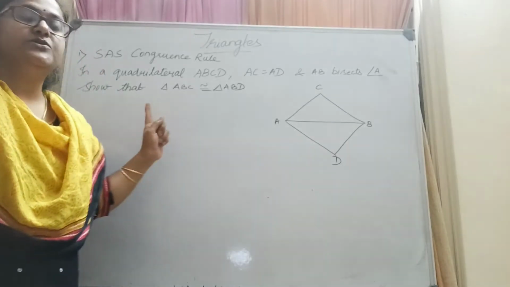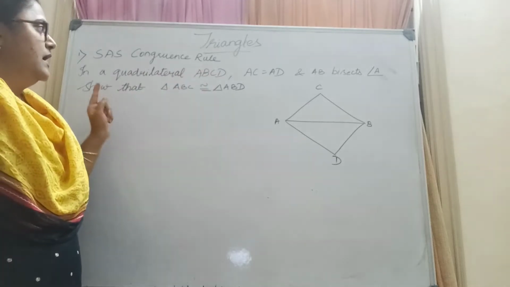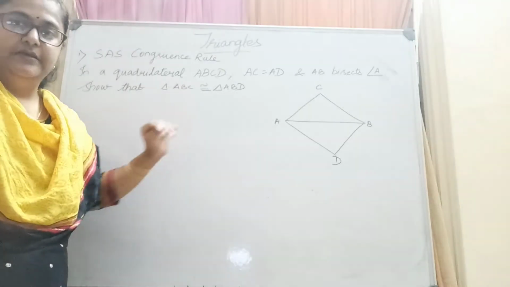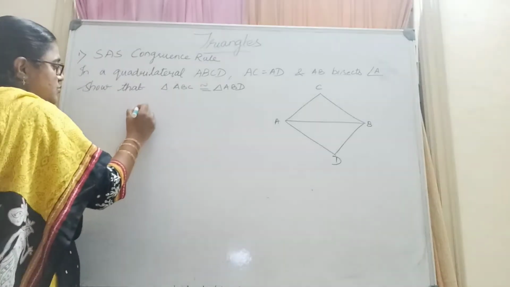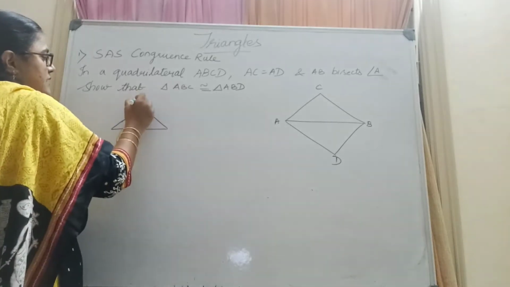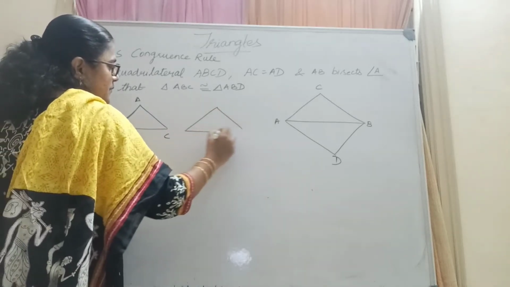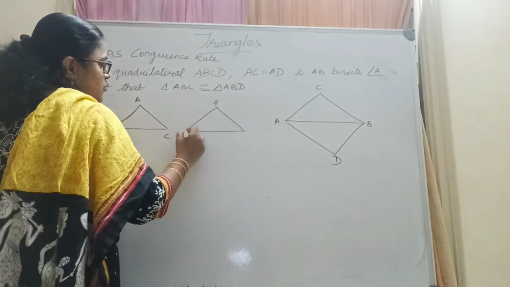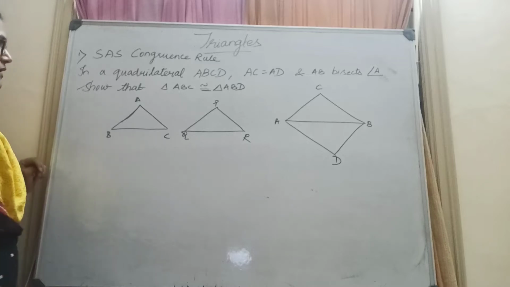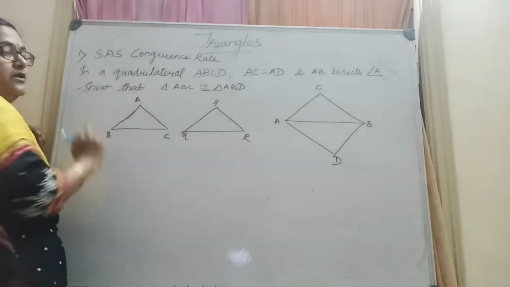Now the first congruence rule that we are going to discuss is SAS congruence rule. I have taken an example for this. So before going on to this question, let us discuss what is SAS congruence rule. Say if I have two triangles ABC and PQR, SAS, that is two sides and one included angle.